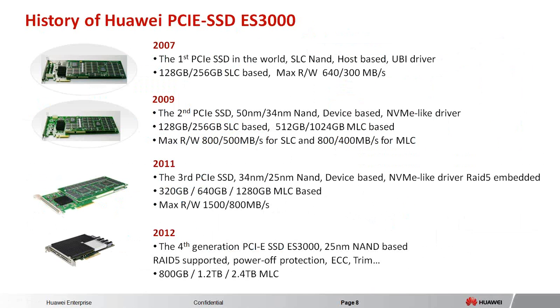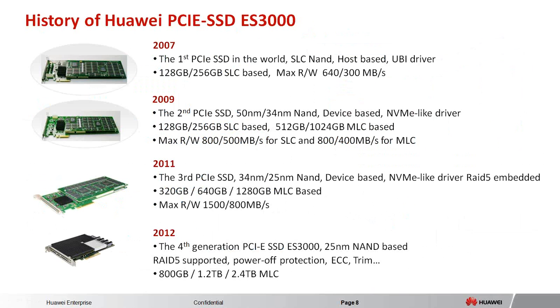So I'll give you a brief history of Huawei PCIe ES3000. It is not something we just came up with in the last year or so. This slide presents it very clearly: we started in 2007 with the first generation. It was 128 gigabytes, 250 gigabytes SLC. SLC was very popular at that time. I will touch base on different implementations of SSD, NAND flash based.